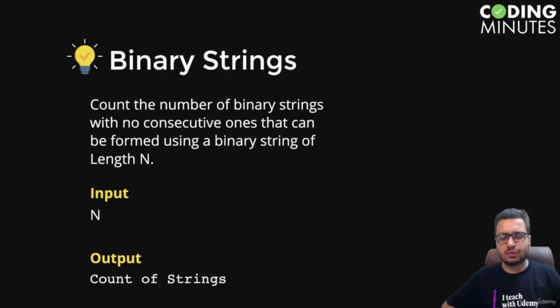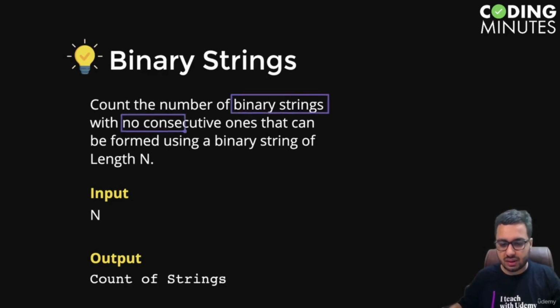Hi everyone, welcome to yet another video on a recursion problem. This time we are discussing the problem of binary strings. The question is we need to count the number of binary strings, basically all the strings which are formed using 0 and 1, with no consecutive ones, that can be formed using a string of length n.